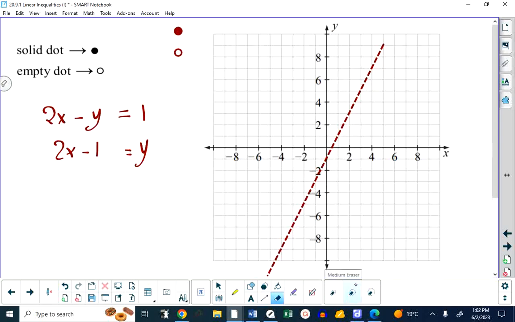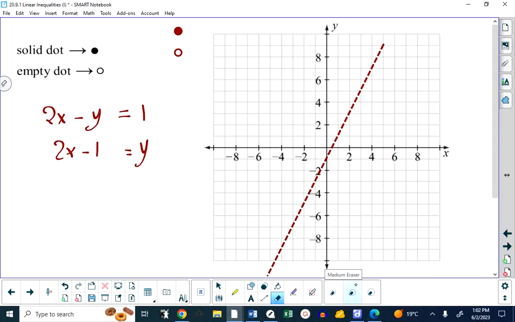Now what we are asked to do is plot all of those points at the top of the page. You should be using a ruler for this. We want to plot all of those points at the top of the page. If the point was a point we circled, we want to put a solid dot.